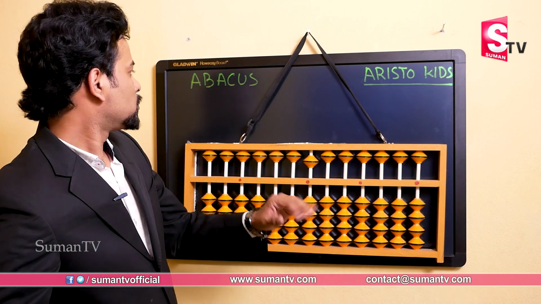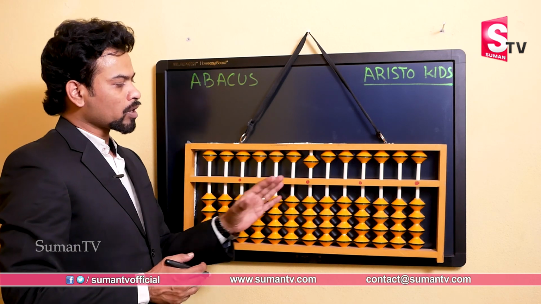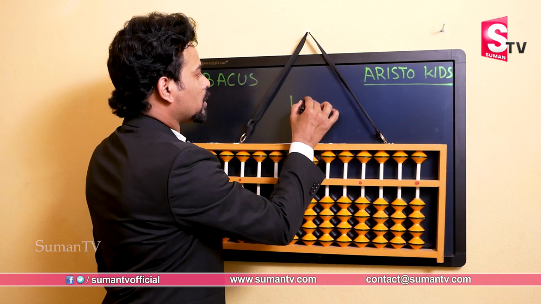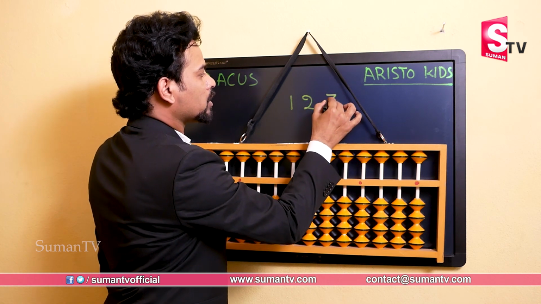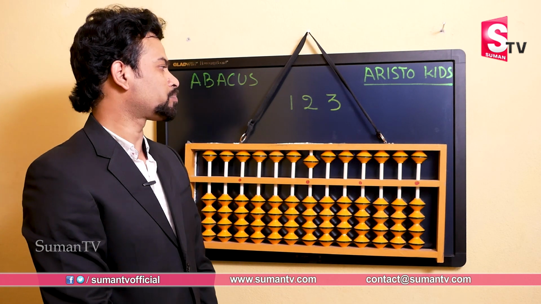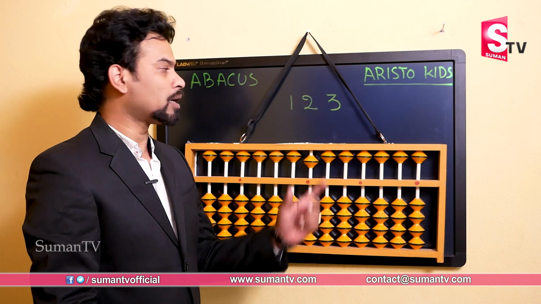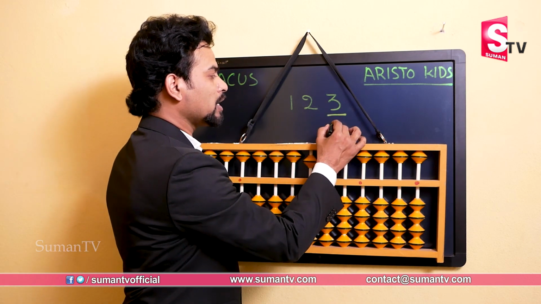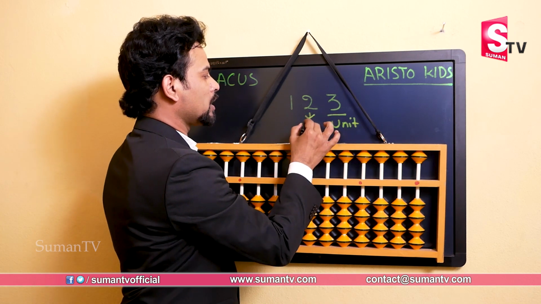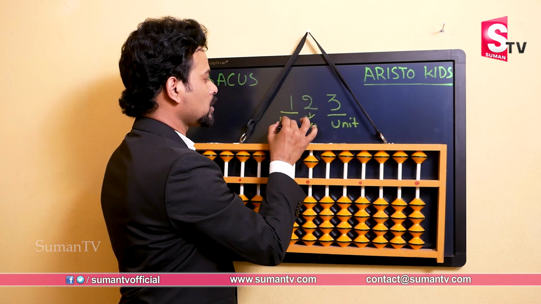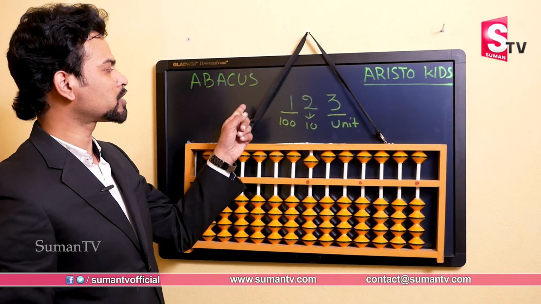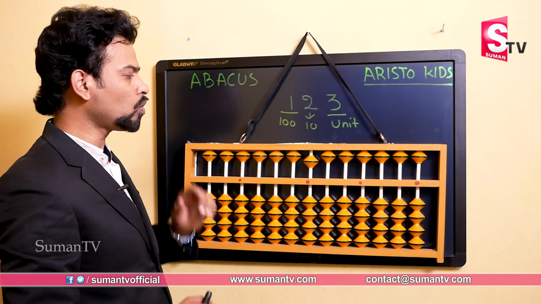Now let me give you an example before coming to the working of abacus. Suppose I am writing here 123. Now, if we want to know the place values of this number, 3 is in ones place, or officially it is called unit place. 2 is in tens place, 1 is in hundred place, and so on. It starts with units, tens, hundreds, thousand, 10,000, 1 lakh, and so on.